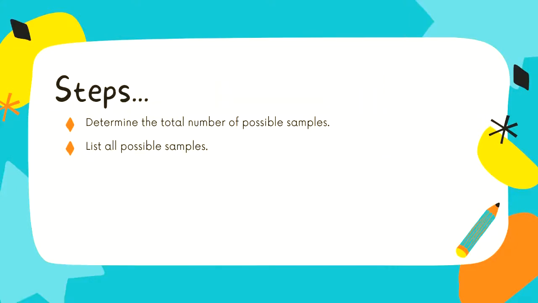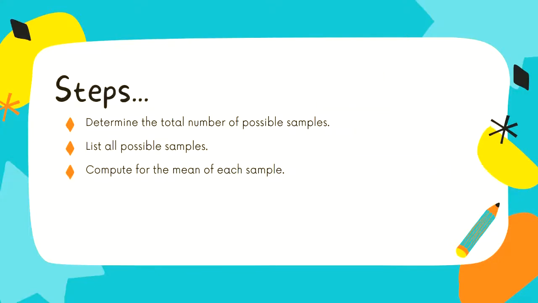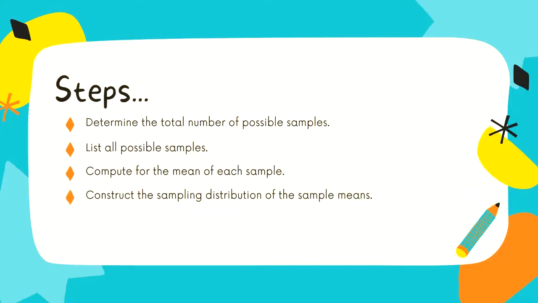Second, we will need to list all the possible samples. Next, compute for the mean of each sample. And last, construct the sampling distribution of the sample means.